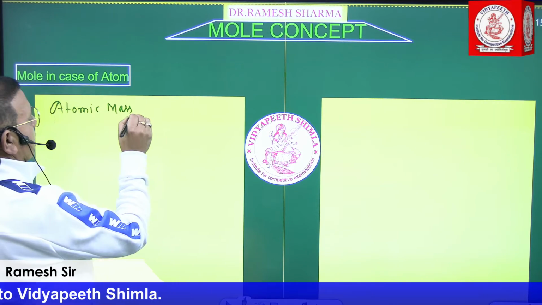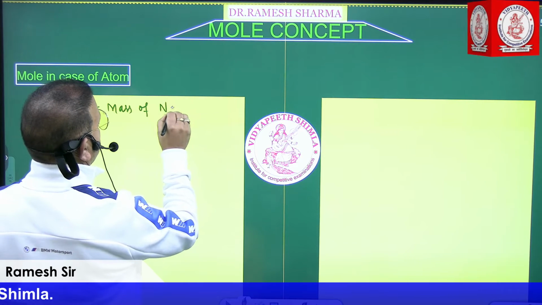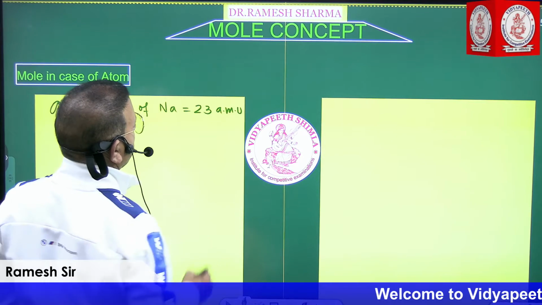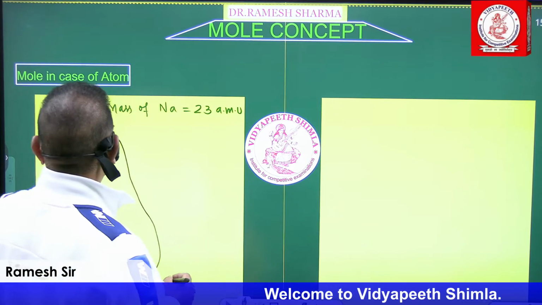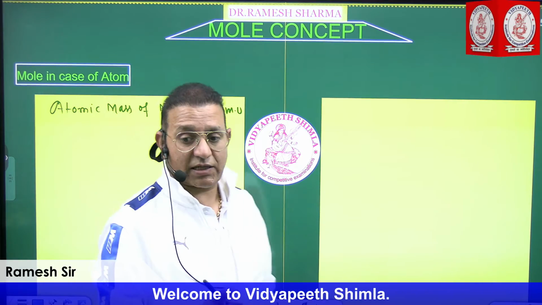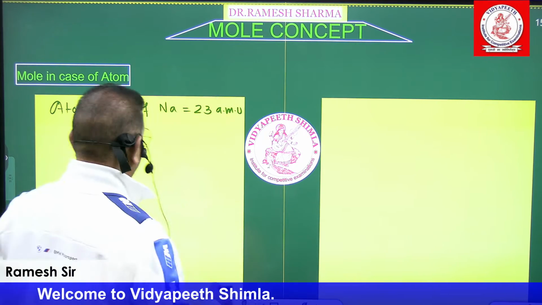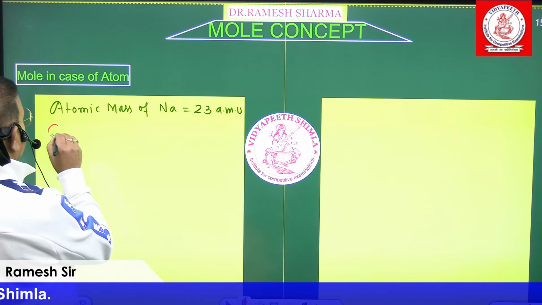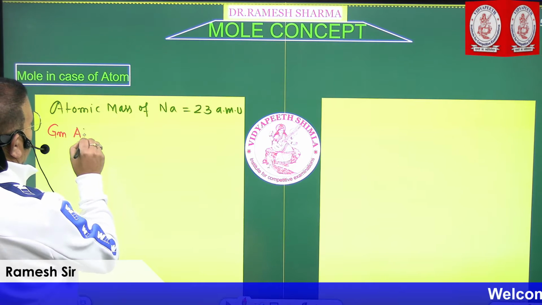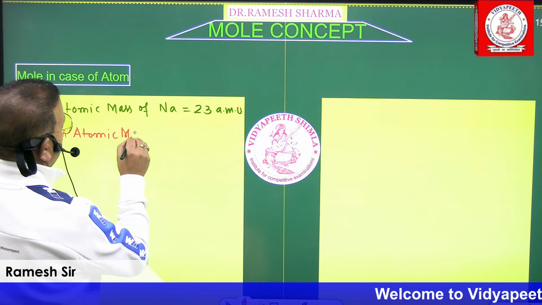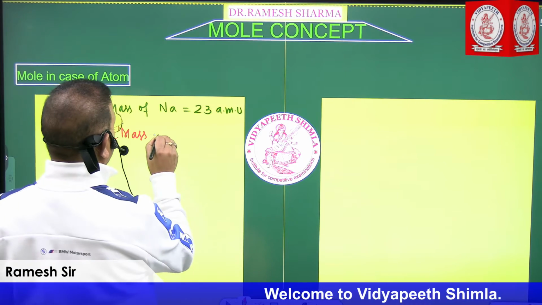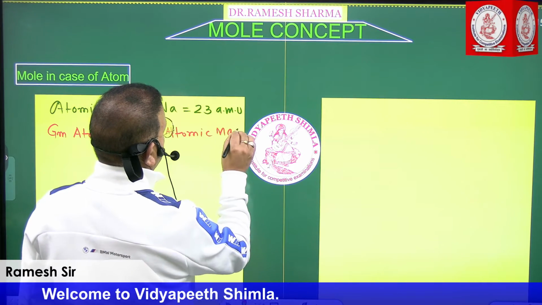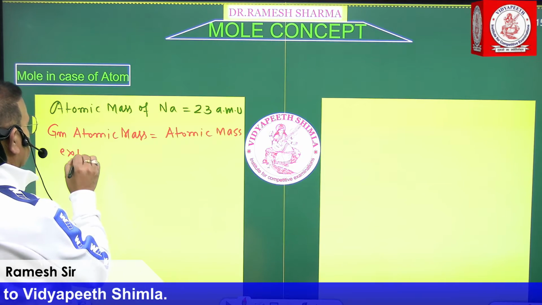Atomic mass of sodium is 23 AMU. Am I right? But if that atomic mass is expressed in grams, we will say one more term over there: gram atomic mass. How do you define gram atomic mass? Atomic mass expressed in grams.